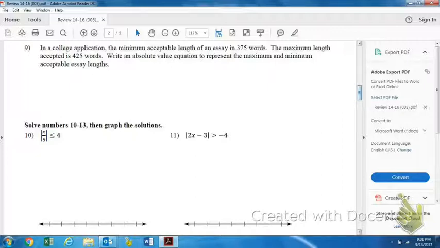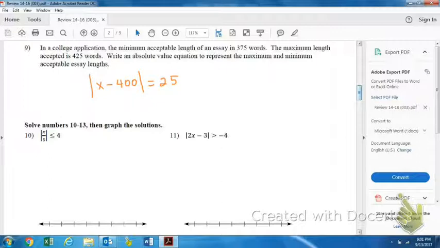Remember that this is going to be the absolute value of x minus the average of 425 and 375. And that's 400. And that equals the distance from the average to one of the other sides, which is 25. And that's all they asked for, is for you to write the equation. We don't have to work it out or anything. So let's go on to number 10.